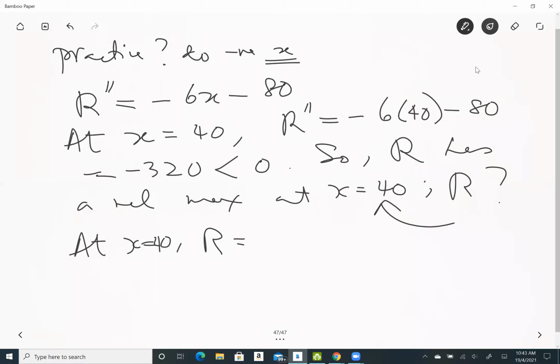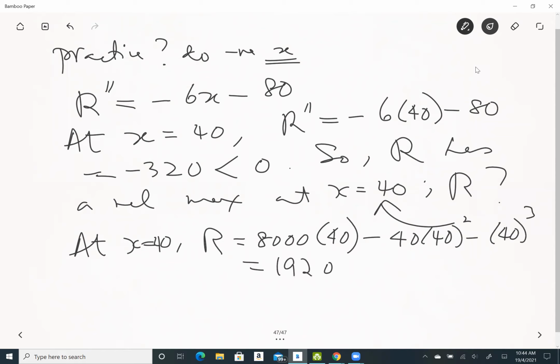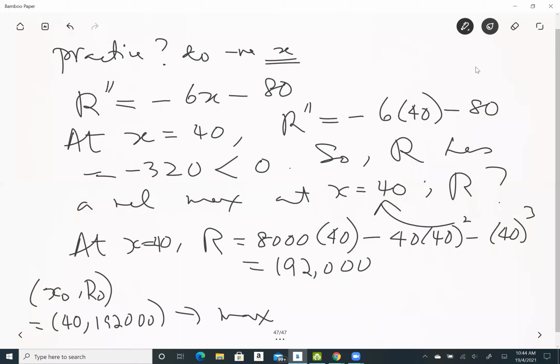R is equal to, substituting into the R, 8,000 times 40 minus 40 squared minus 40 cubed. And what you get is 192,000. So that is the revenue. In other words, that is the critical point. So x0, r0 is equal to 40, 192,000. And that critical point is the relative maximum.